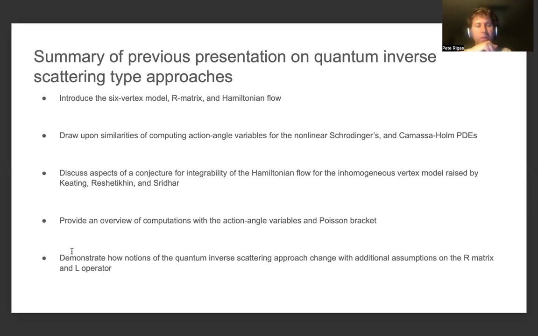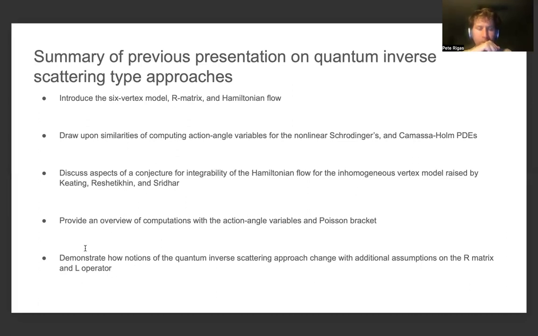as well as the fact that we're going to provide an overview of the computations with the action angle variables in the Poisson bracket and talk about how one can obtain the system of 16 relations from the 16 Poisson brackets from entries of the transfer matrix, and how this very much builds on our understanding of what to expect in the three-dimensional case for the quantum inverse scattering type argument and approaches.